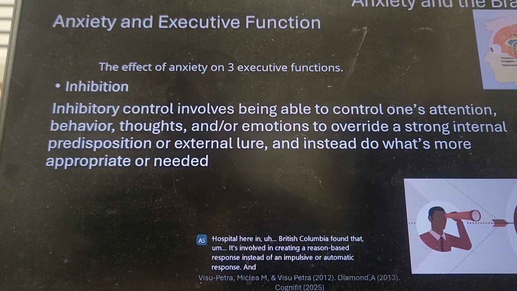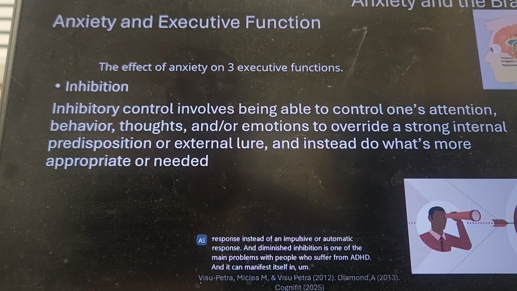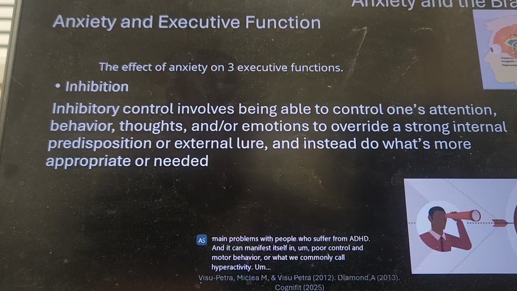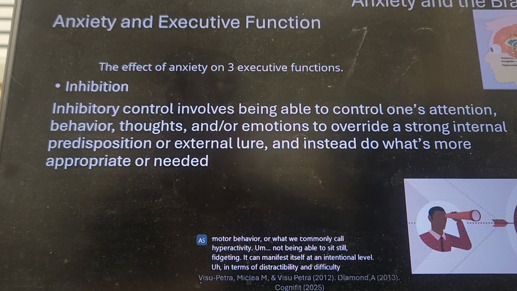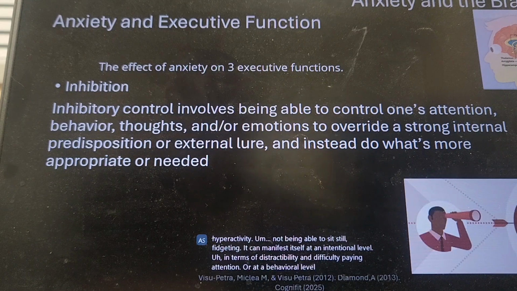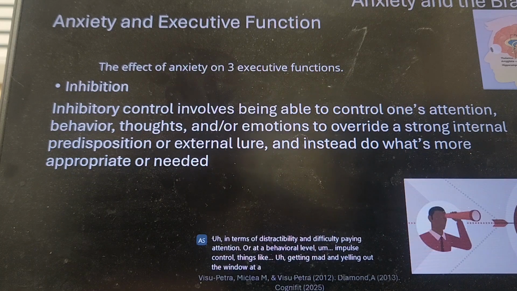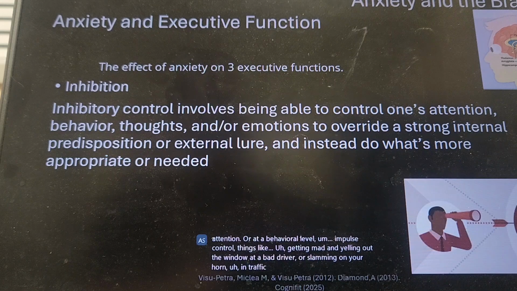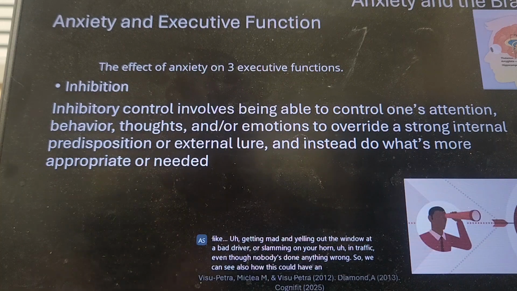And diminished inhibition is one of the main problems with people who suffer from ADHD. And it can manifest itself in poor control in motor behavior, or what we commonly call hyperactivity. Not being able to sit still, fidgeting. It can manifest itself at an attentional level in terms of distractibility and difficulty paying attention, or at a behavioral level, impulse control. Things like getting mad and yelling out the window at a bad driver, or slamming on your horn in traffic even though nobody's done anything wrong. So we can see also how this could have an effect on the ability to learn.